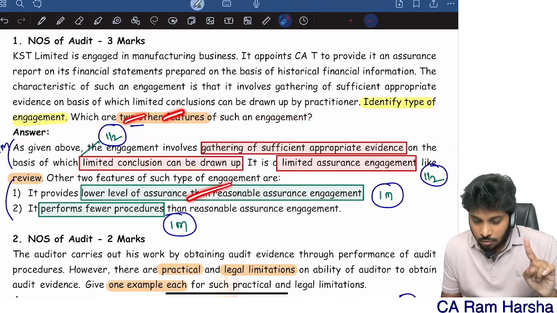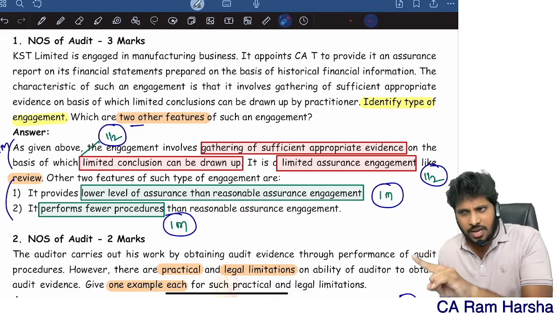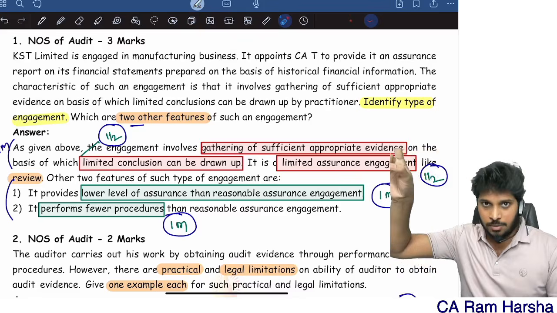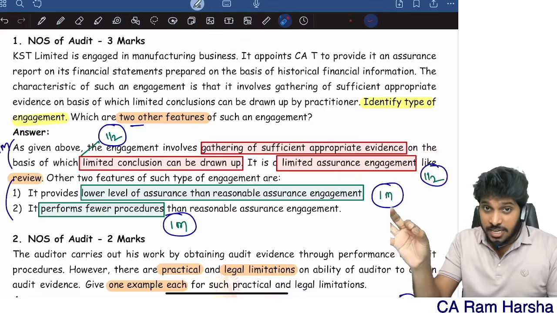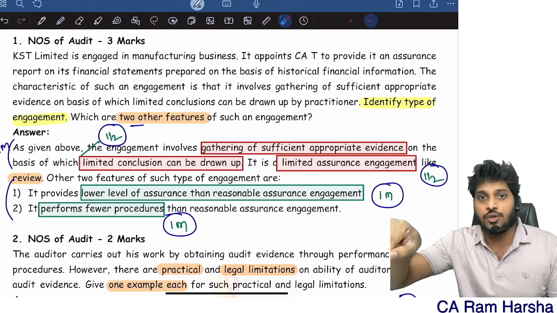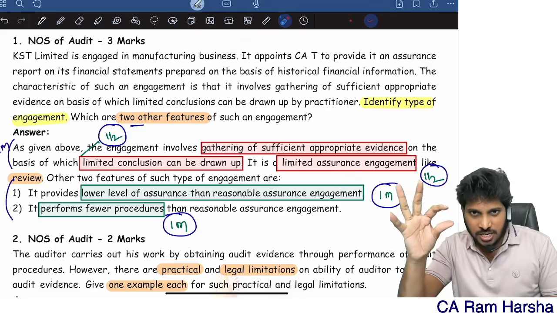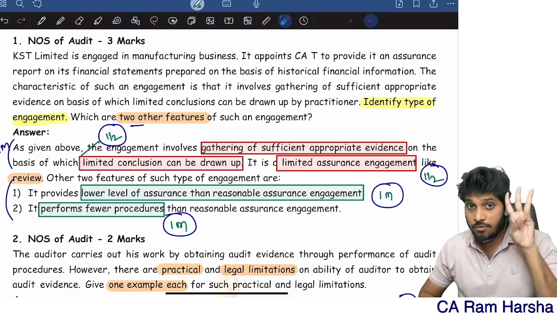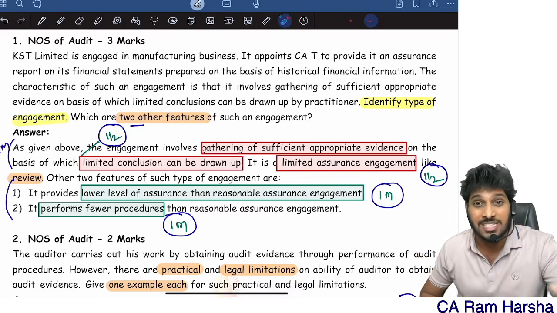2 features. One feature is that in a review engagement, in a limited assurance engagement, the assurance level is lower than reasonable. That's 1 mark. In a limited assurance engagement, we perform fewer procedures compared to reasonable. That is another feature. Totally 3 marks. Introduction and conclusion, 2 other features, 1 mark. Totally 3 marks. If any of these points is missing, naturally you will lose that mark.